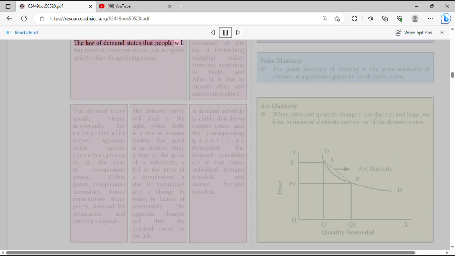A demand schedule is a table that shows various prices and the corresponding quantities demanded. The demand schedules are of two types: individual demand schedule and market demand schedule. The law of demand states that people will buy more at lower prices and less at higher prices, other things being equal. Price. Quantity demanded.